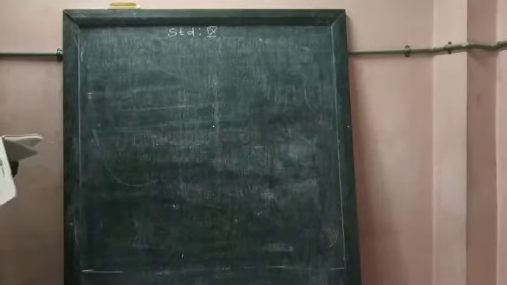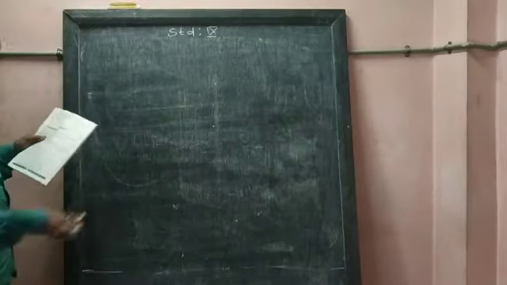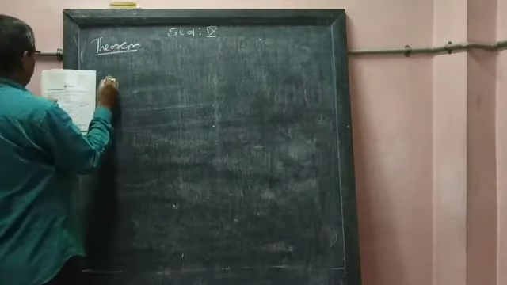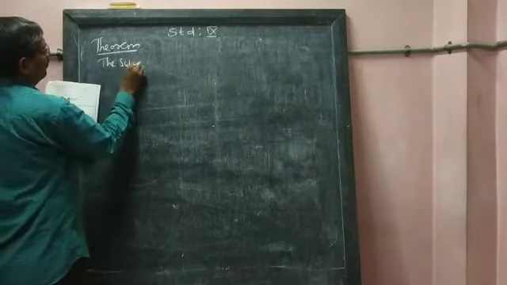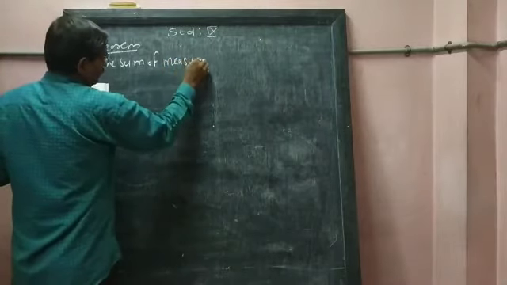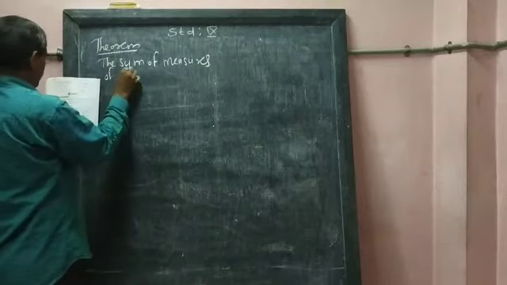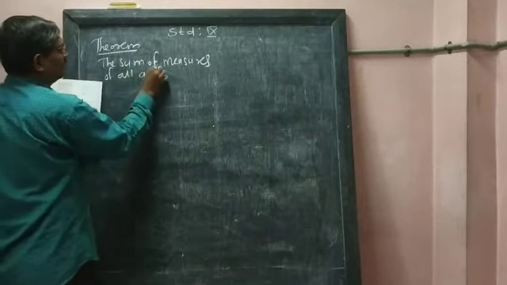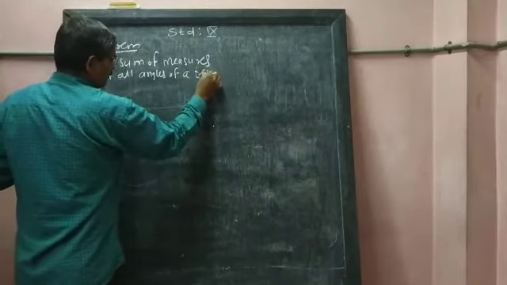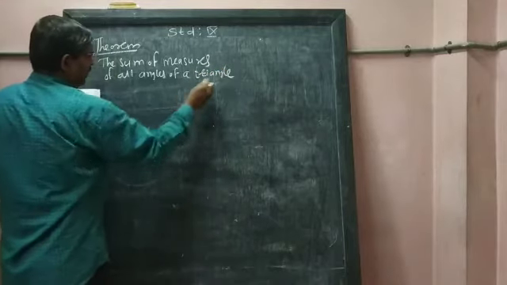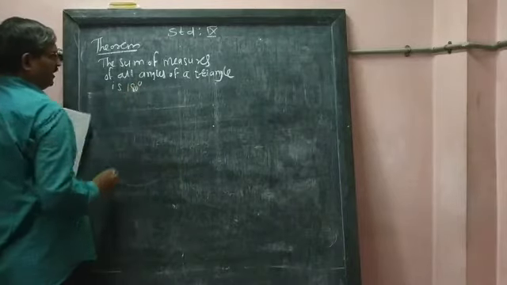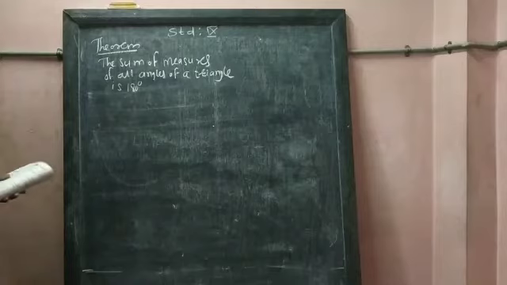The first theorem is that the sum of measures of all angles of a triangle is 180 degrees. This is one theorem. We will prove this theorem.